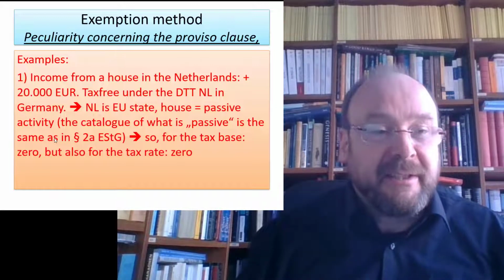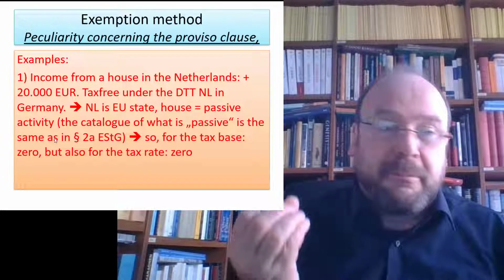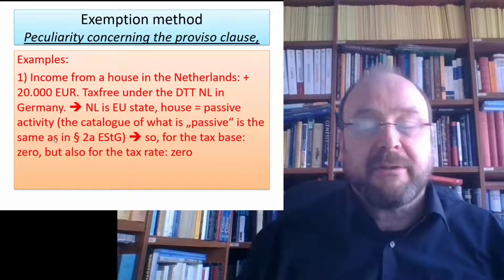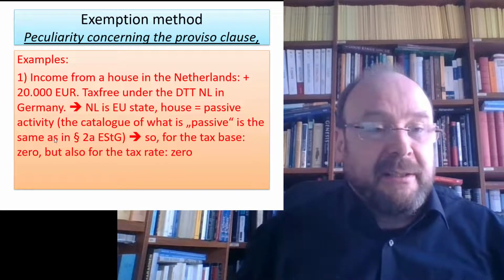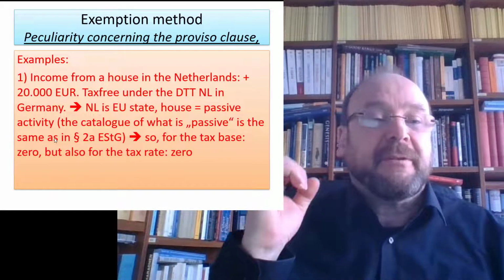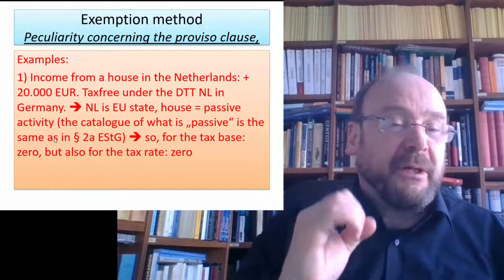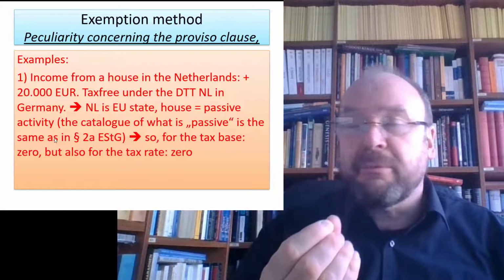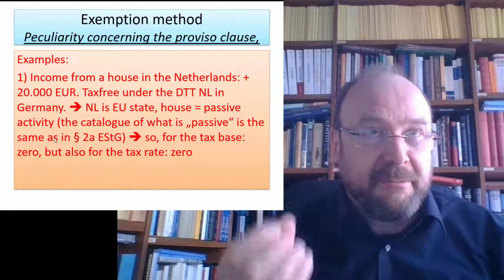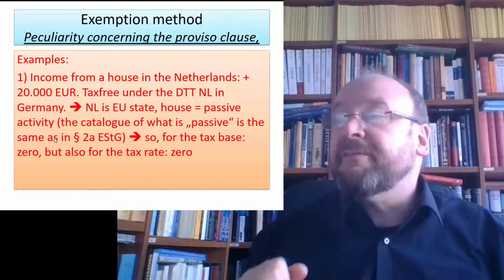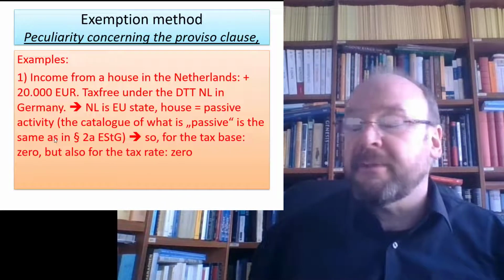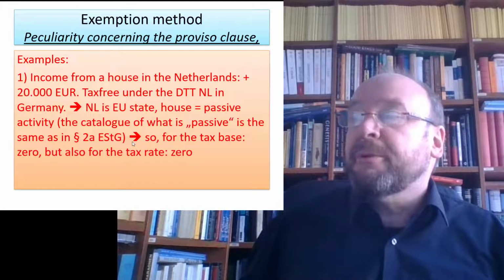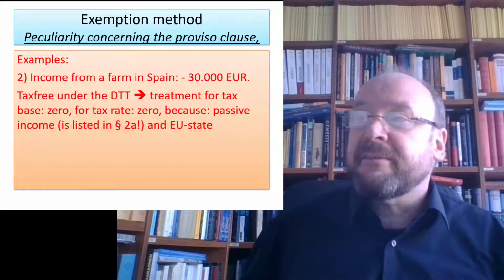You can even check that if you had a loss from a house investment in a third state, the loss would be killed by 2A1. And the general rule is if a loss is killed by 2A1, if it comes from a third state, then it would kill the Proviso for losses and profits from that investment if the investment is tax-free but from an EU state. So here it counts with 0 for both the tax base and the tax rate.